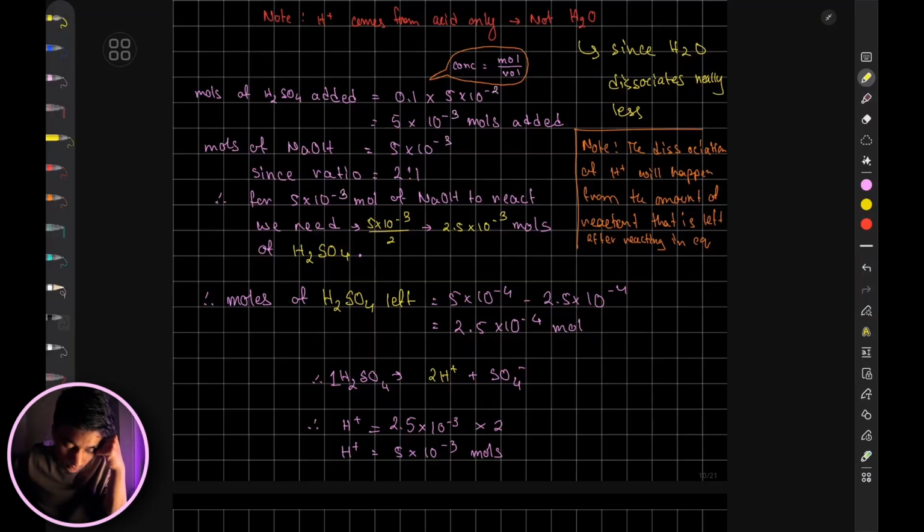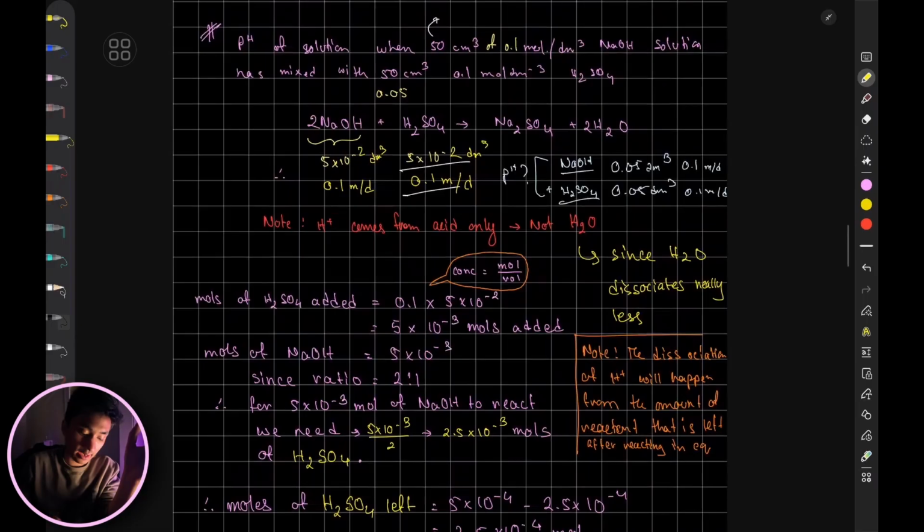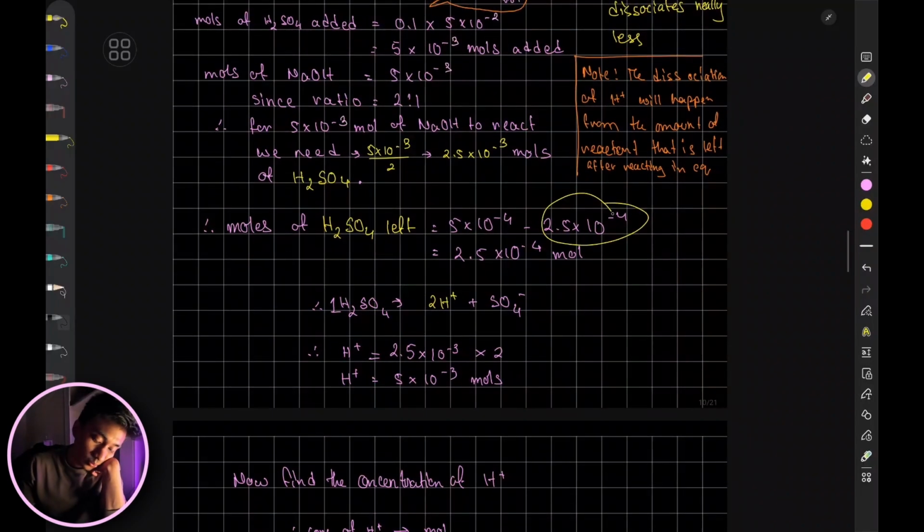Okay, good. Moles of H2SO4 left is going to be the difference between however much H2SO4 there was and how much H2SO4 is needed to convert all of the NaOH, that is, convert all of the Na+ to Na2SO4. So to use up all the sodium ions, we only need 2.5 into 10 to the power minus 3, not 4, 3 moles. Now we do the subtraction, and you're left with an excess of 2.5 into 10 to the power minus 3 moles of H2SO4.